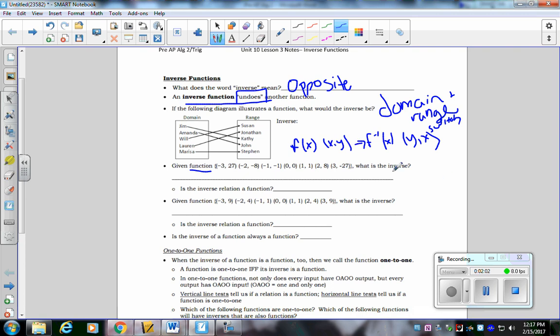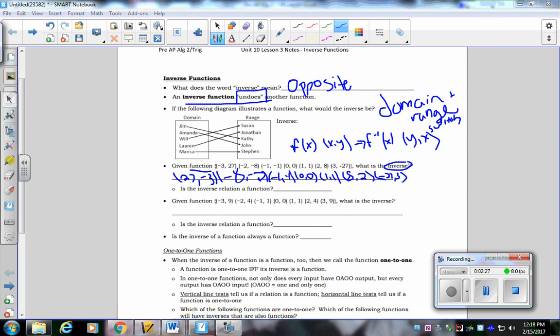Okay, if I'm asking you for the inverse, and now this is just a bunch of points, switch your domain and your range, meaning switch your x's and your y's. We can just switch the coordinates of the points. So (-3, 27) on the original function is going to be (27, -3) on the inverse. Since it's going to take me a minute, I'm just going to pause the video to switch those points. I'll be right back. All right, so there my points are.